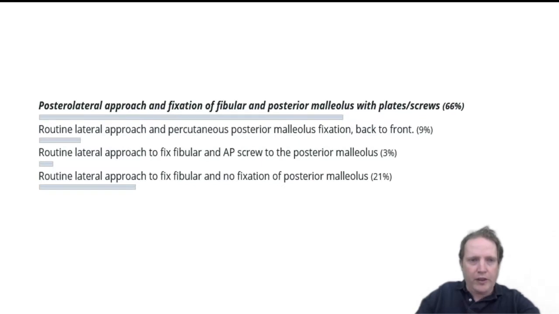So if you were going to fix it, the question was, how are you going to fix it? The majority of people picked the posterolateral approach, fixation of the fibula and posterior malleolus at the same time. There was 20%, however, that would not fix the posterior malleolus fracture.